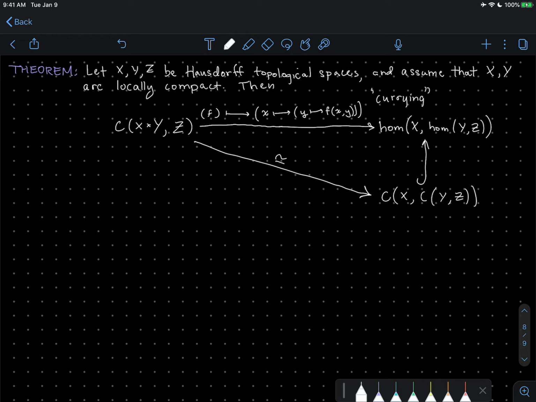And we'll need a couple of lemmas. The first lemma is going to help us prove, first of all, that we have this factorization.